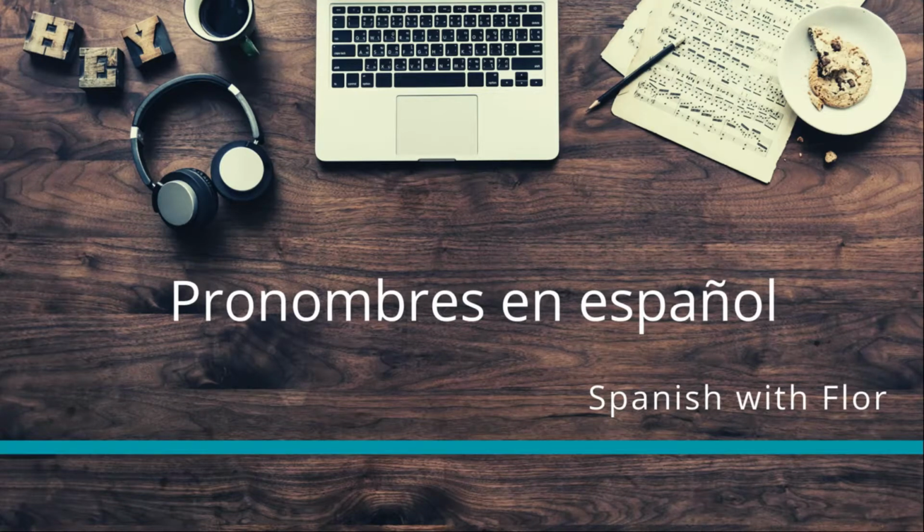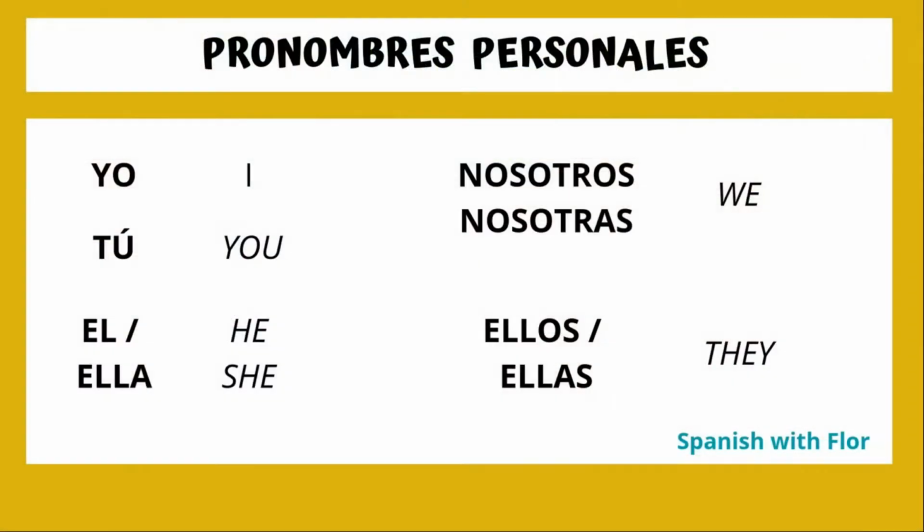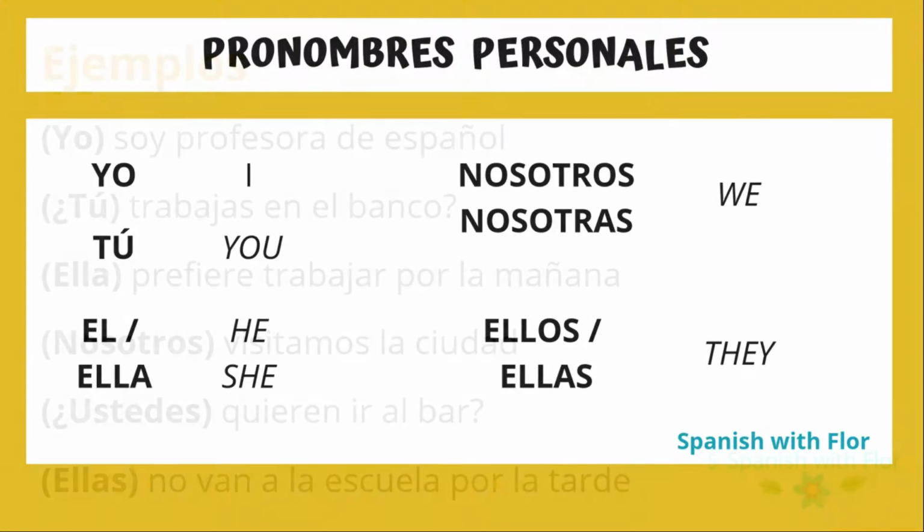So in this video, I'm going to talk about pronombres en español. This is the first part because I will talk about other pronouns in Spanish. So these are the basic ones. We call them pronombres personales. These are subject pronouns. So the main ones are yo, tú, él, ella, nosotros, nosotras, ellos y ellas. And I forgot ustedes below. So these are the main ones, okay?